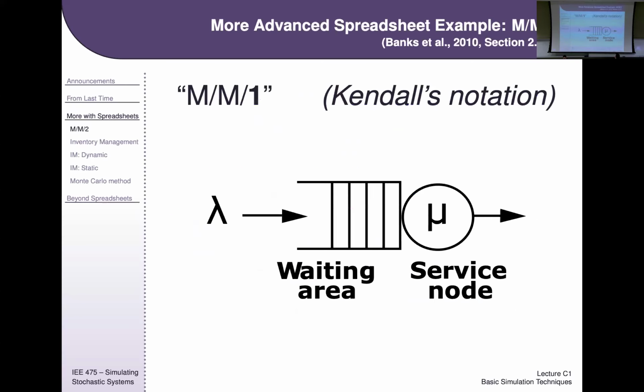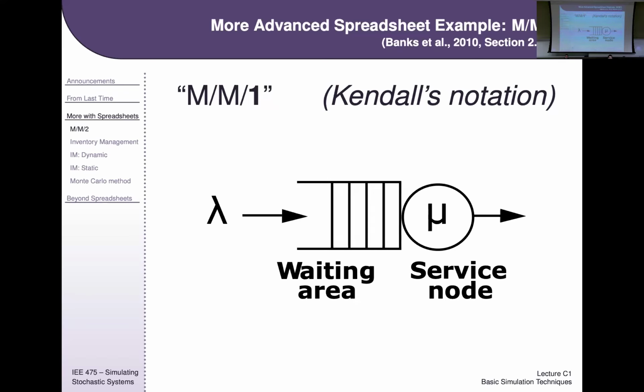Okay. So I want to make things a little more complex. As I mentioned, in 470 you'll learn that you can have these queuing nodes that are characterized by this Kendall's notation, where these first two are the input models, and this third one is the number of servers. Well, we might want to make this a little more complicated.